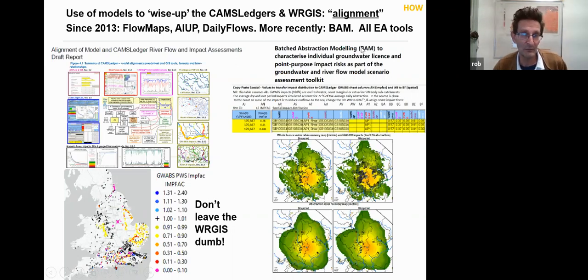Recently, another tool called the batched abstraction modeling process has been developed, whereby, amidst a fully licensed or recent actual scenario that has the combined impacts of everything in it, you can get the individual contributions of all individual abstractions into lines that you could just copy straight into a CAMS ledger. So you can directly plug in, if you like, the outputs from the model's understanding of abstraction impacts for all abstractions into the CAMS ledger, and that will go up into the water resources GIS and inform things.